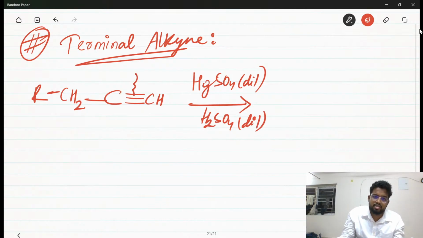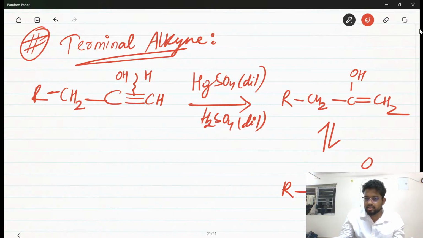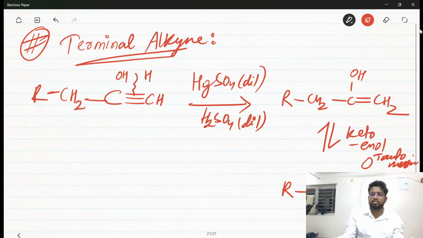Now what will happen? This bond will break. R CH2 OH C double bond CH2. Now here you have to do tautomerism. After tautomerism, what will I form? C double bond O CH3. This is keto-enol tautomerism. Any doubts? Please tell me. We'll explain keto-enol tautomerism in detail if there is any doubt.